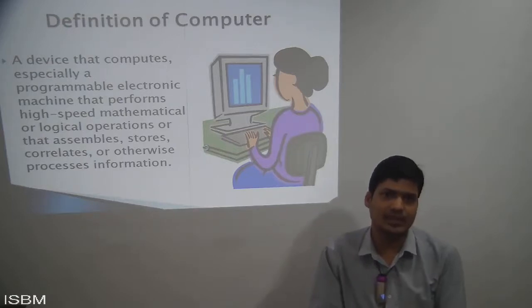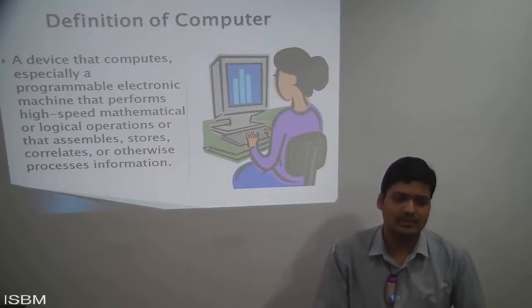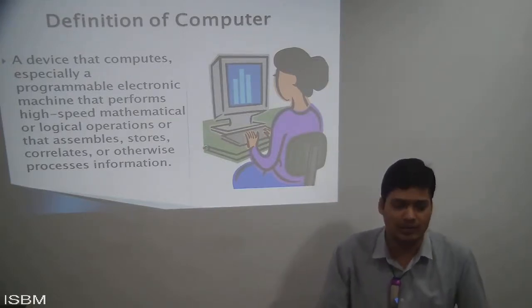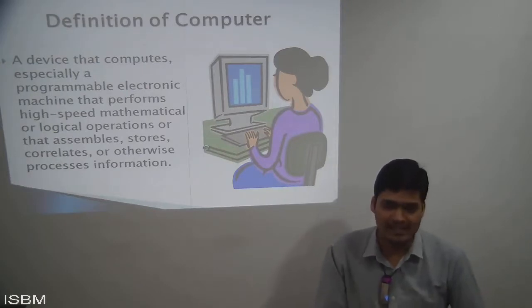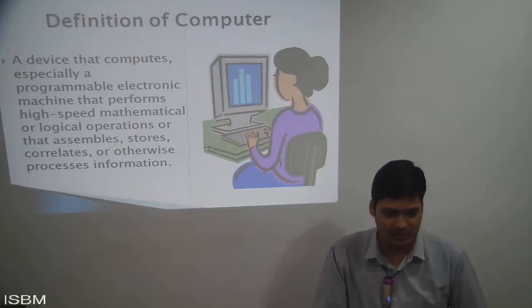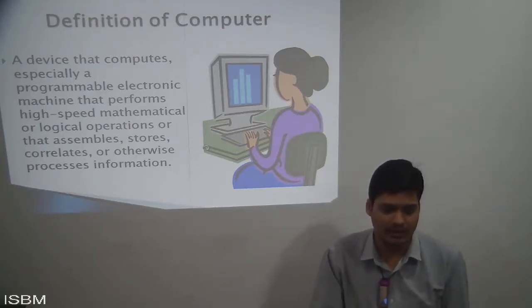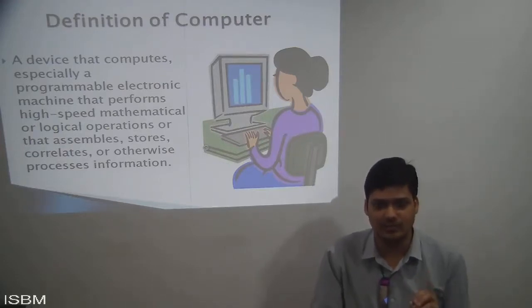What exactly is the computer and how does it help us? A computer is nothing but a device, especially a programmable electronic device. It's an electronic machine that performs high-speed mathematical and logical operations. What are mathematical and logical operations? It also assembles, stores, correlates, or otherwise processes information.